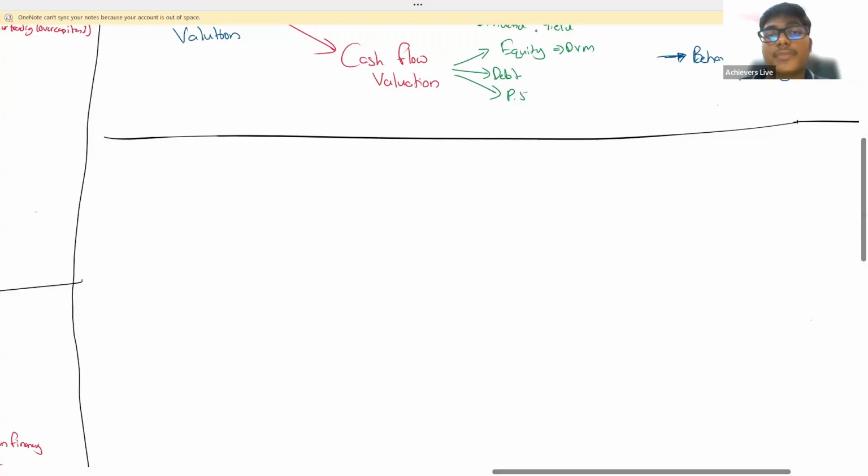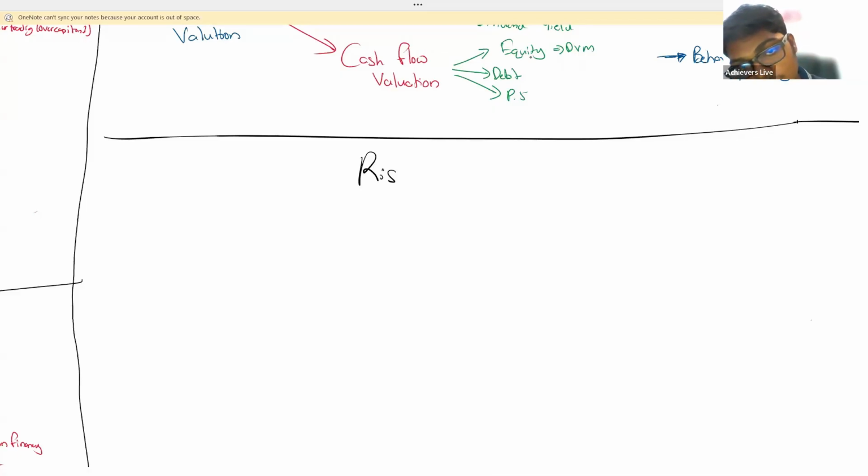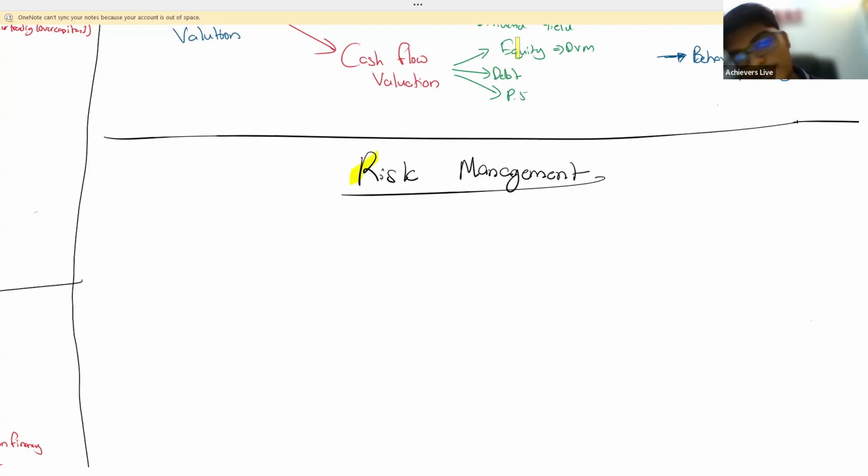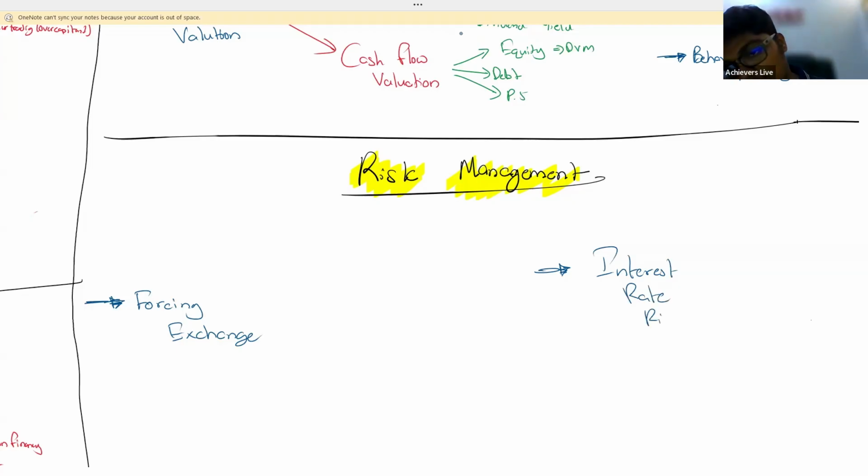Next area, what is it? Risk management. So under risk management, we learned that there are two main types of risks. What are the two main types of risk? You have foreign exchange risk and you have interest rate risk.